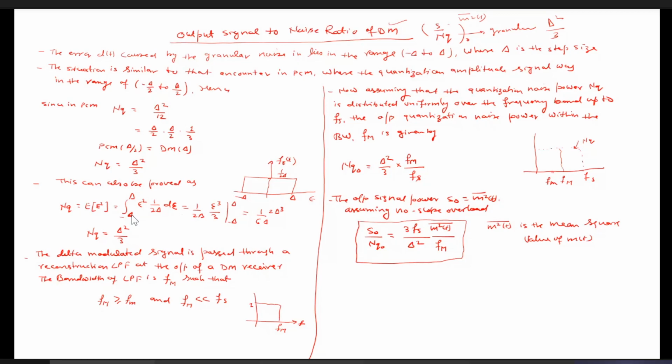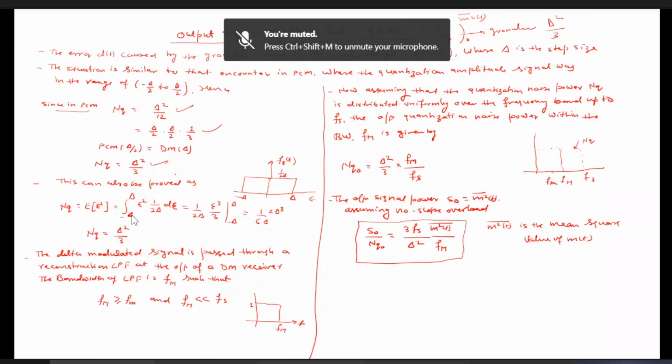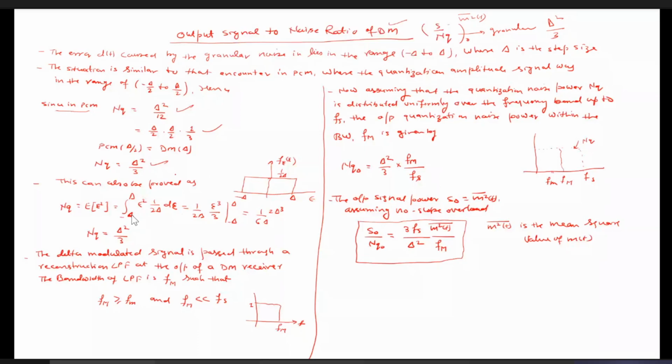As I told you, in the case of PCM, this NQ quantization noise is given as delta square by 12, and delta square by 12 we can write as delta by 2 into 1 by 3 delta by 2. Delta by 2 is the step size in the PCM, the maximum error. In the case of PCM, that is the same as the maximum error in delta modulation, which comes out to be delta. So we can write it as delta into 1 by 3 delta. Or we can prove this expression delta square by 3 in the similar way as we have already proved in the case of PCM. How can we prove this?